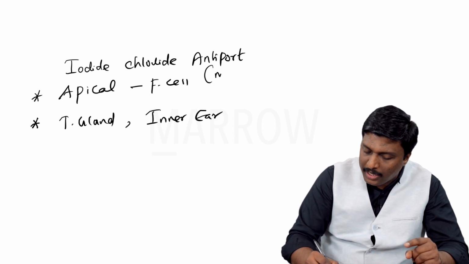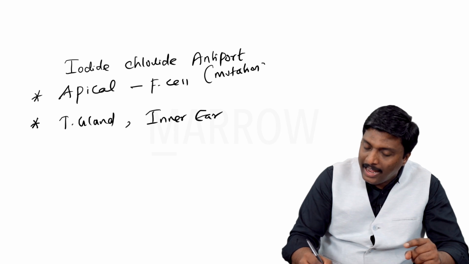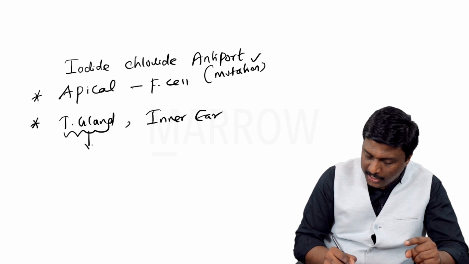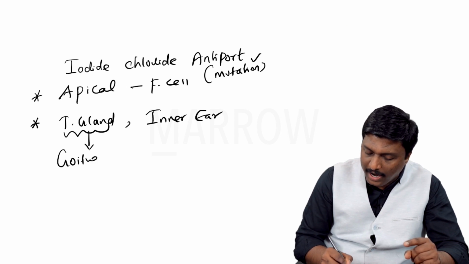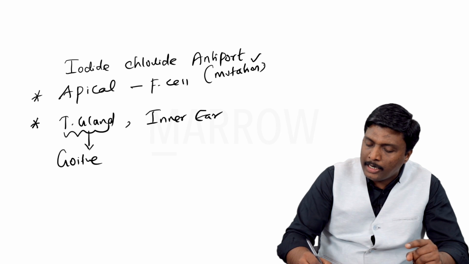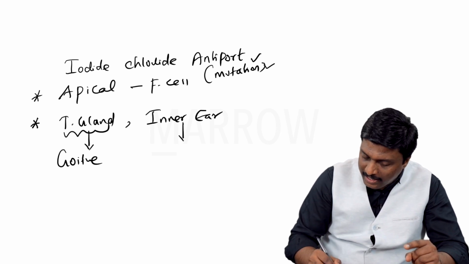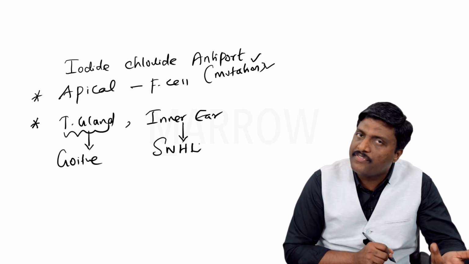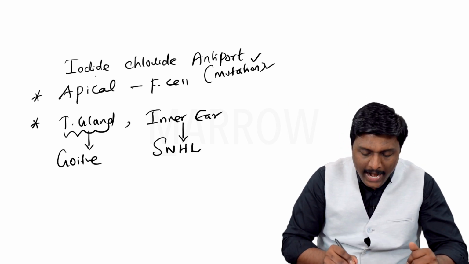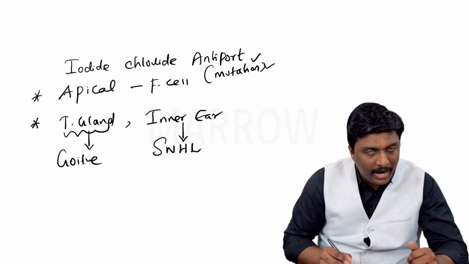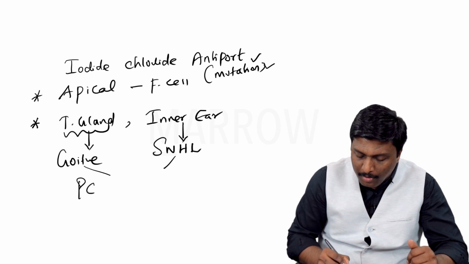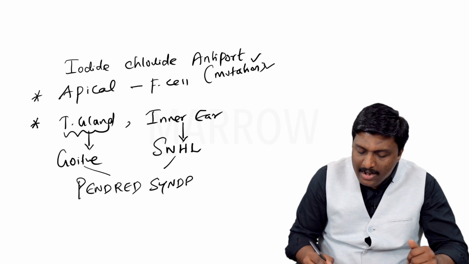Suppose such a critical protein undergoes mutation, definitely the thyroid gland will be affected. In this mutation, the patient is definitely going to have an enlarged thyroid gland, goiter. If the channel protein is mutated in the inner ear, the patient will definitely have sensorineural hearing loss. Definitely you would have understood now. This iodide chloride antiporter mutation causes goiter with sensorineural hearing loss. It is commonly seen in one important syndrome. What is that syndrome? That syndrome is our so-called Pendred syndrome.